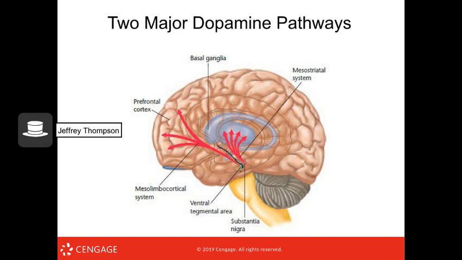So here's our mesolimbic cortical system going to our prefrontal cortex. And here's our ventral tegmental area. Here's our substantia nigra hanging out, making dopamine. And then we have our mesostriatal system.